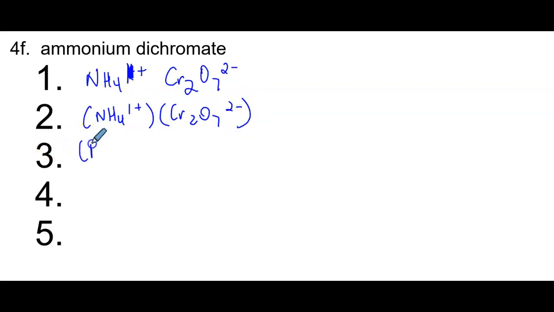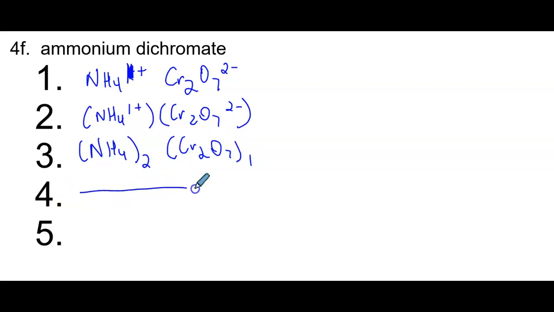Now you're going to reduce. You're going to bring your numbers down first. So bring the 2 down. Bring the 1 down. Nothing to reduce. A 2 and a 1 can't be reduced. Now clean up without your 1s. Because this NH4 is followed by a 2, I must keep it. This Cr2O7 is followed by a 1, so I would get rid of it.